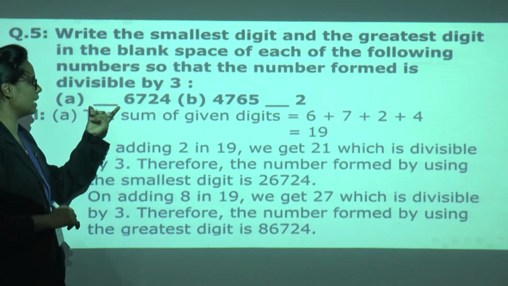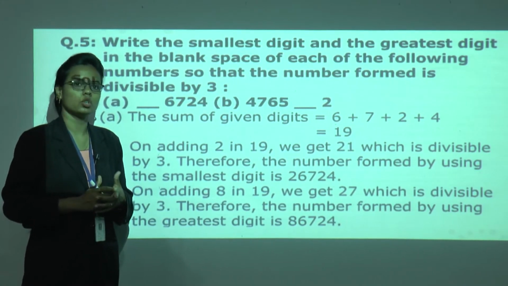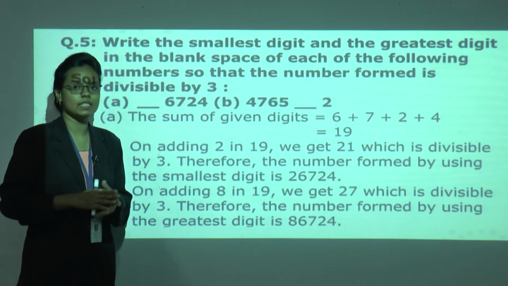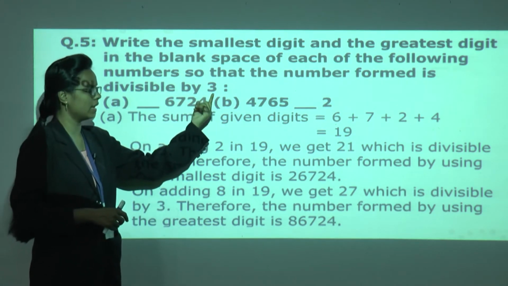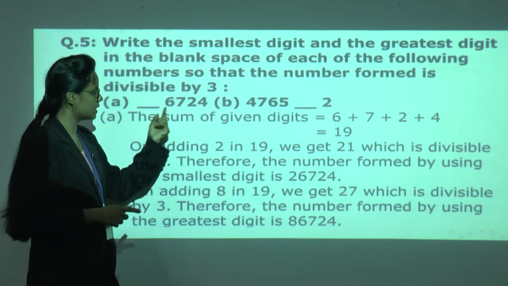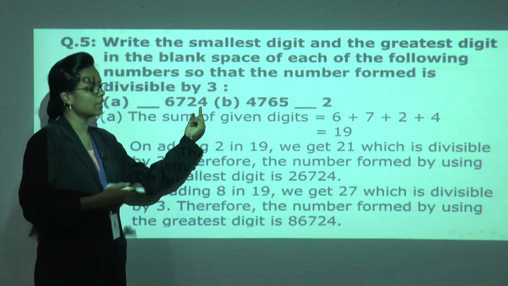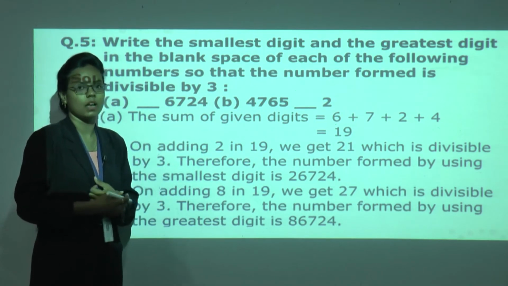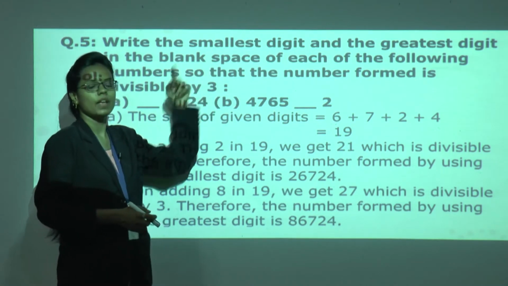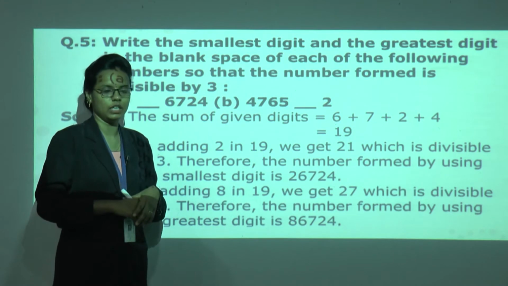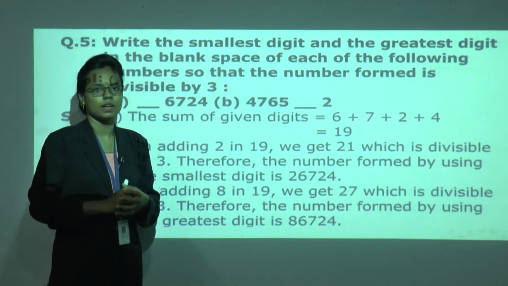Now we have to place a digit here so that the number should be divisible by 3. Okay, so let us see. To find the divisibility by 3, we have to first find out the sum. If the sum is divisible by 3, then the number is divisible by 3. But we have to place a digit here. First we place the smallest digit and then the greatest digit, but after placing it, the number should be divisible by 3.